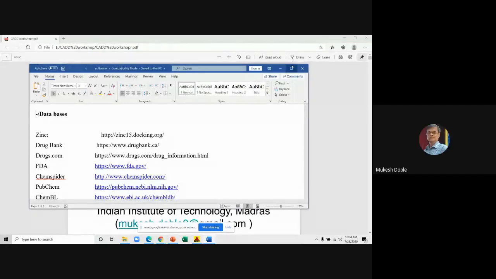Yes, sir. Okay. So yesterday we saw the ZINC database, which contains millions of structures, and it gives you some experimental properties or descriptors. Then I also talked about DrugBank, drugs.com, FDA. These are databases which contain information about drugs. Drugs means those which have been approved by FDA.